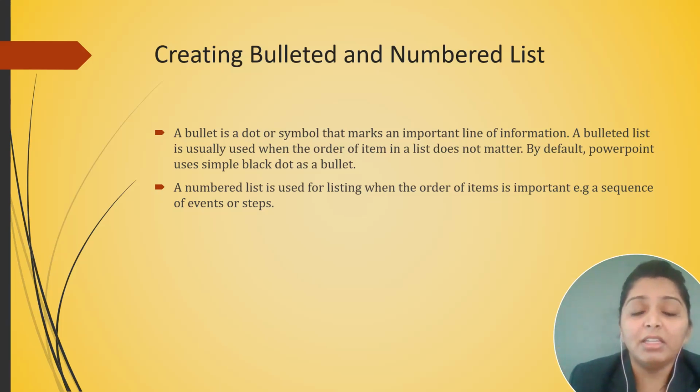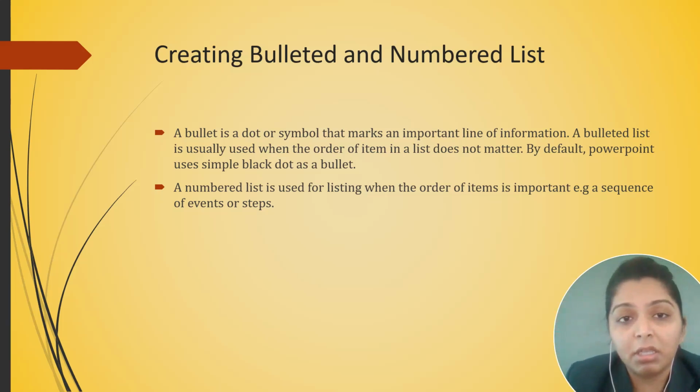But when the order of items is important, suppose you are writing the steps, okay, how to do the experiment in your science subject, if you are writing down the steps, you write step 1, step 2, step 3. That means we want the steps, okay, in an order. Yes, so for that purpose a numbered list is used. Clear to you dear children?